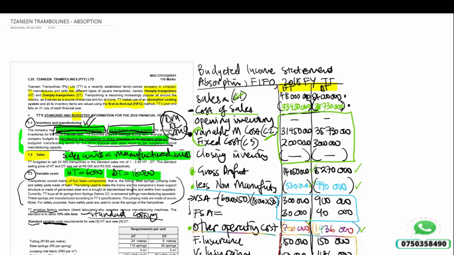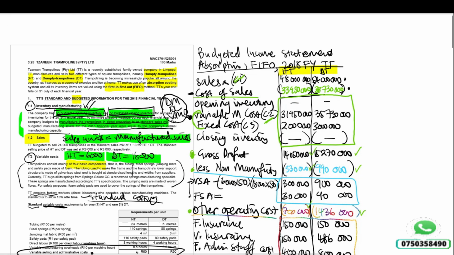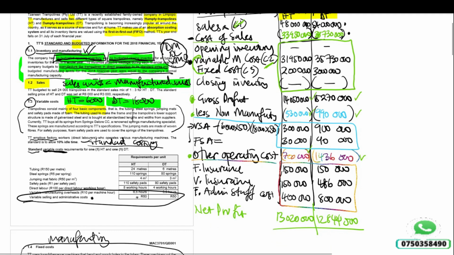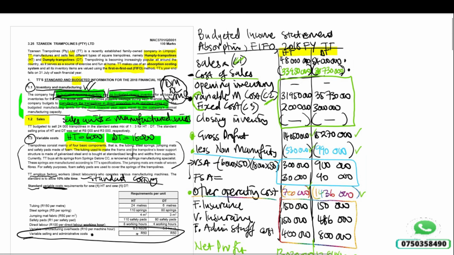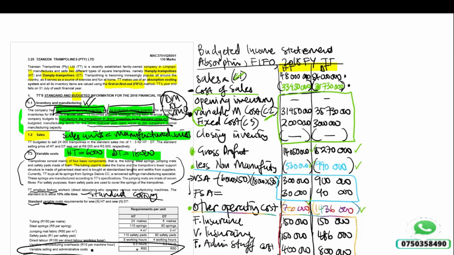You're going to have it in your exam. There's always going to be an absorption or direct costing statement that you need to prepare at some point. You might not be required to prepare a statement, or they might say calculate gross profit, but it's one and the same thing, because to get the gross profit you need to apply the principles of absorption costing. Or they can say calculate contribution. It's still the same thing. For you to get contribution, you need to apply the principles of direct costing.